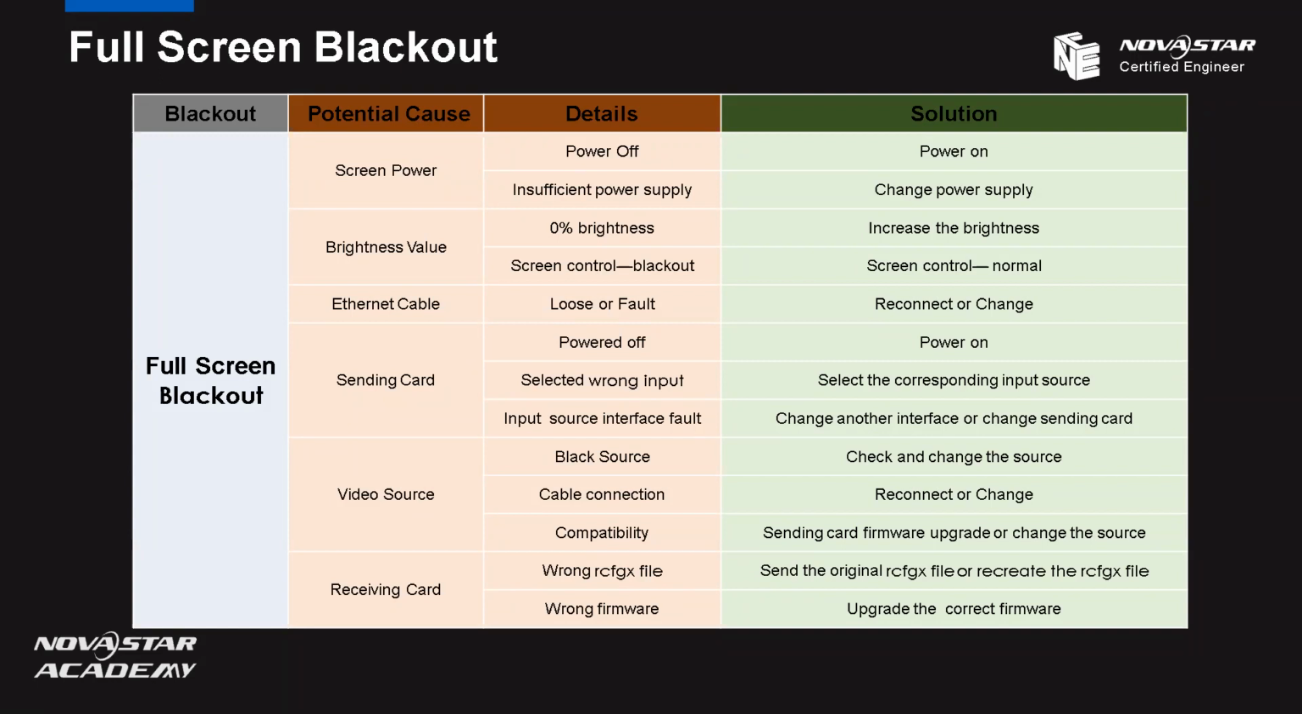And the fourth part is about the sending card. For the sending card, the first step, we need to make sure the sending card is powered on. And the second, we need to make sure we selected the correct input source, because most of our controllers can support multiple input sources, such as HDMI, DVI, SDI, CVBS, VGA, a lot of different input sources. You need to make sure you selected the correct one.